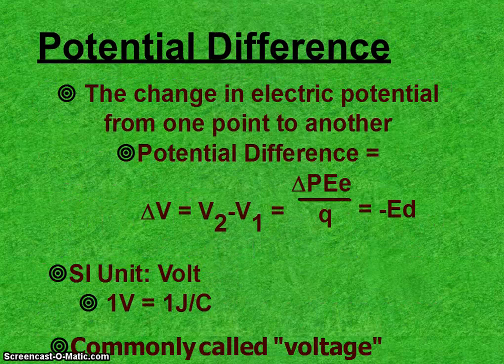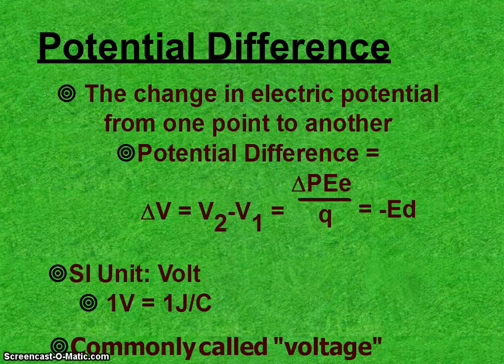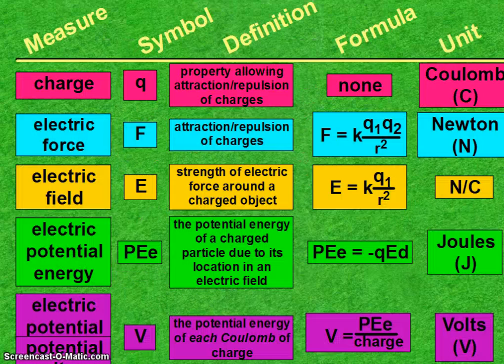So you can talk about potential difference between two different places, which is just the difference in voltages between them. And there are some equations for those. It's the potential energy divided by the charge you're dealing with, or it's the electric field strength times the distance. Either one of those can give you the voltage.